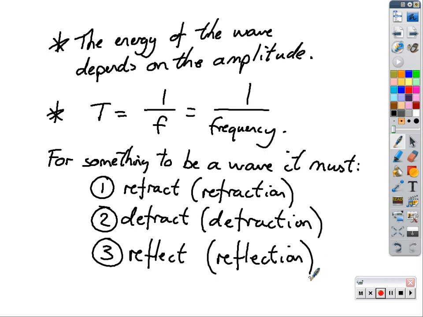Right, so it must refract, diffract, and reflect. If it cannot do one of those three things, then it's not a wave. There's one more of these it must be able to do, and that's what we're going to learn now. And it's called interfere.